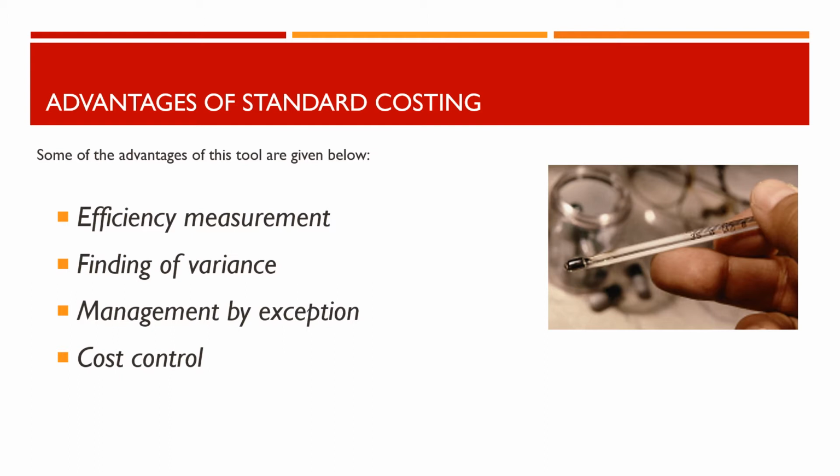1. Efficiency measurement. The comparison of actual costs with standard costs enables the management to evaluate performance of various cost centers. 2. Finding of variance. The performance variances are determined by comparing actual costs with standard costs. Management is able to spot out the place of inefficiencies. It can fix responsibility for deviation in performance. It is then possible to take corrective measures.